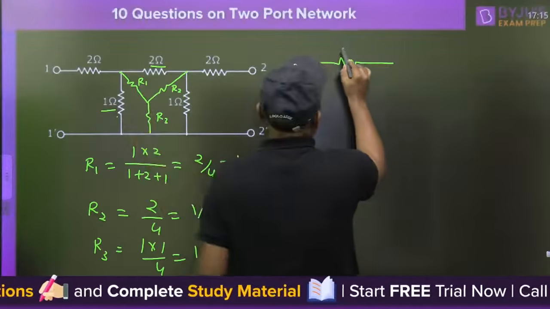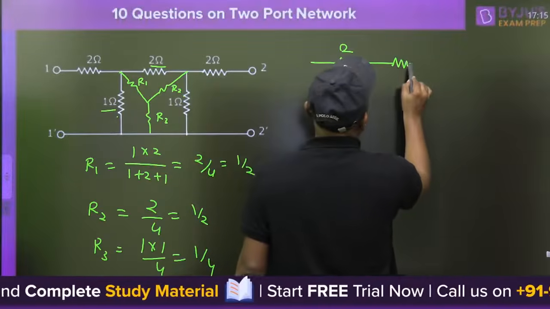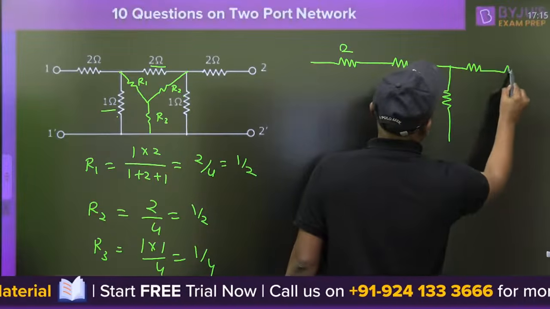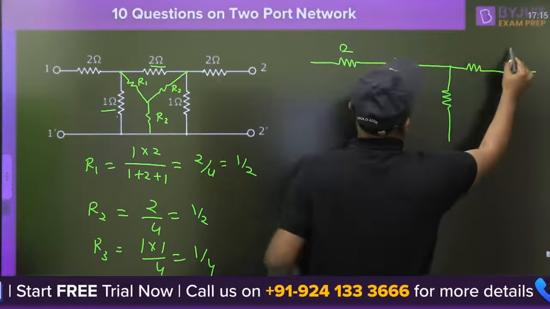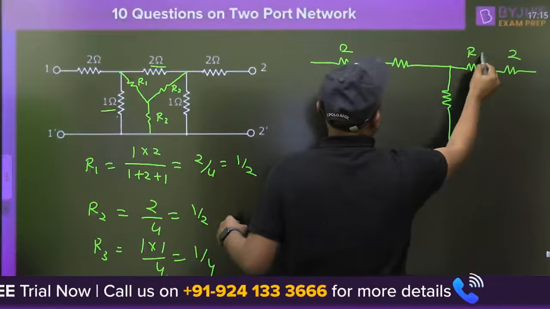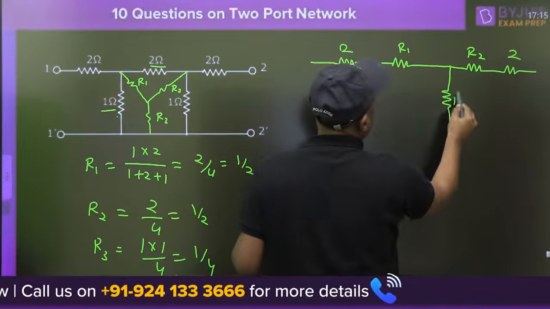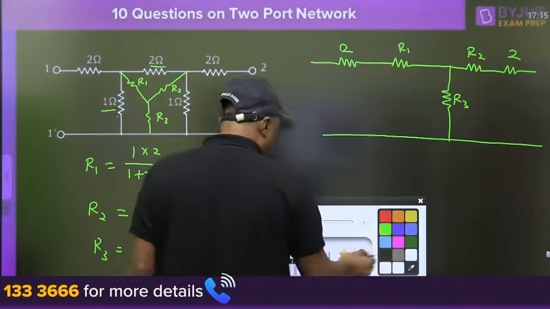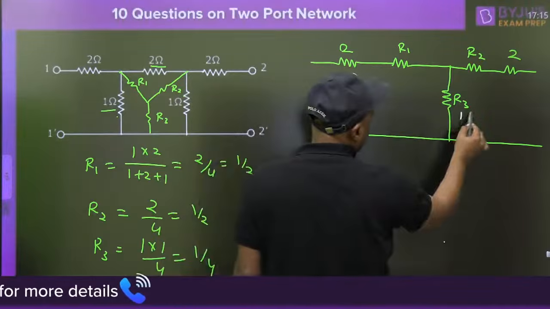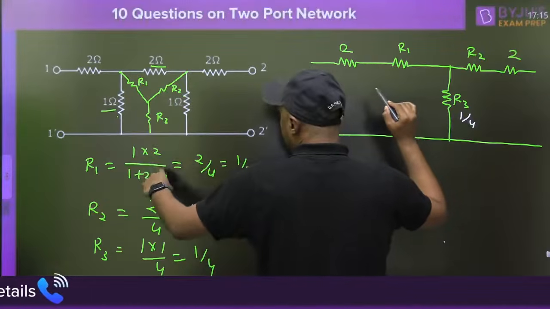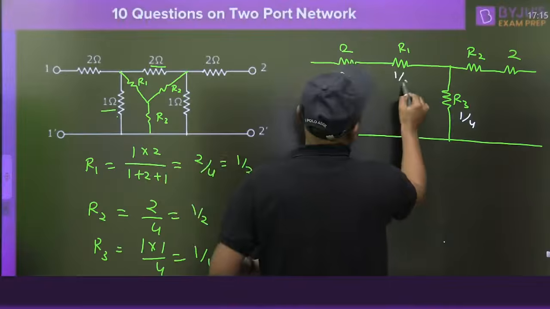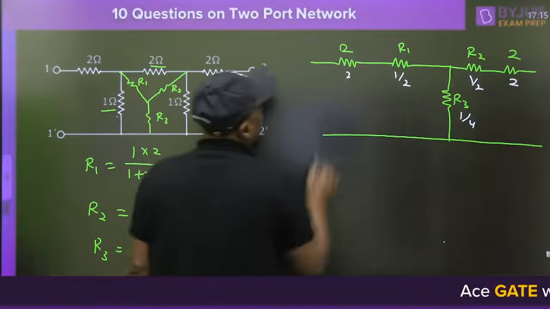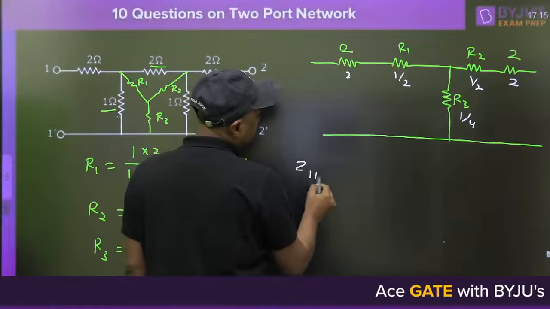Right? Now you can convert. This will remain the same, 2 ohm. This is R1. This is R2. And this is 2 ohm. This is R2. This is R1. This is R3. This is the T network. And for the T network, what is the value here? 1 by 4. What is the value here? 1 by 2. What is the value here? 1 by 2. What is the value? 2 and 2.